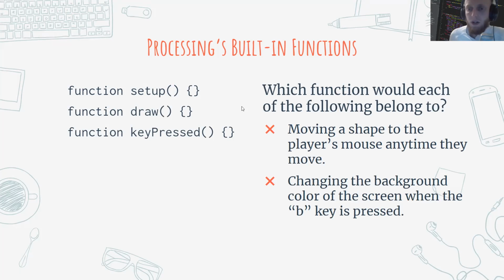Changing the background color of the screen when the B key is pressed. Well, key pressed. It sounds like it goes in the keyPressed function. Setting the canvas size. The canvas is the drawing space. It's the rectangle where we can draw things. And you need a canvas first. So that would go in the setup function. Okay, so you get the idea. There's a couple of built-in Processing functions, and think about which place you would put different things.